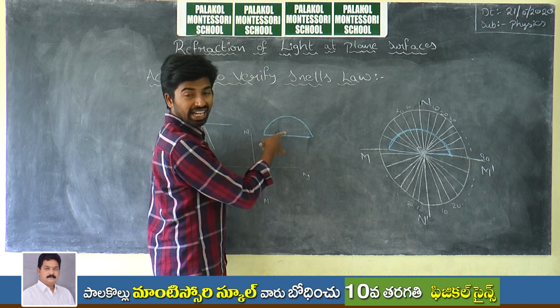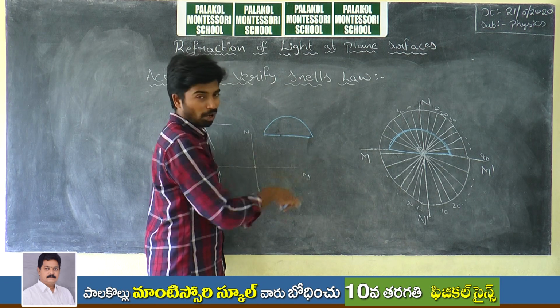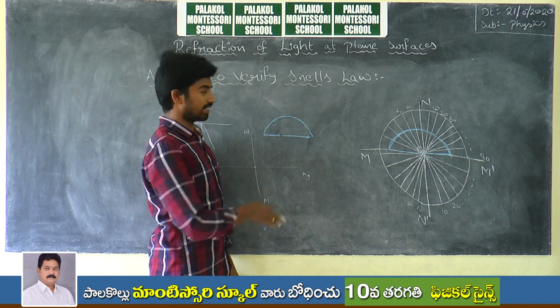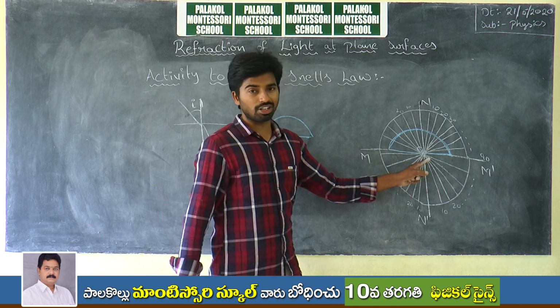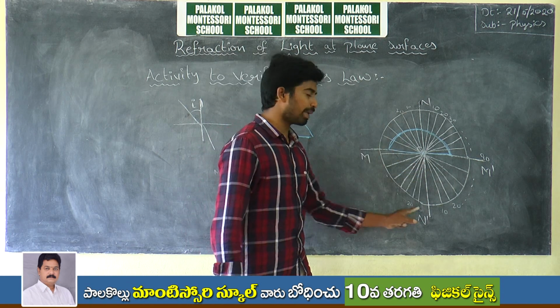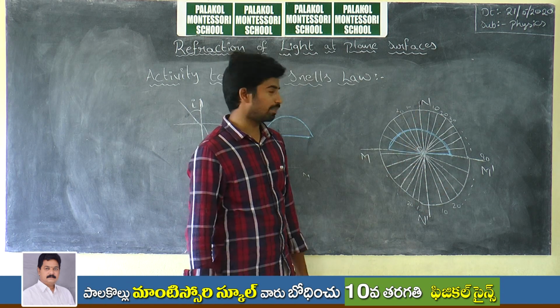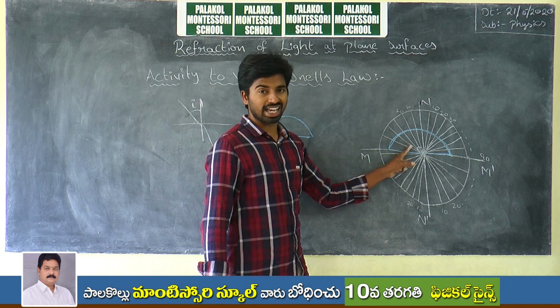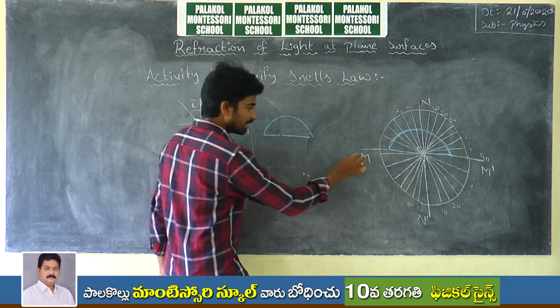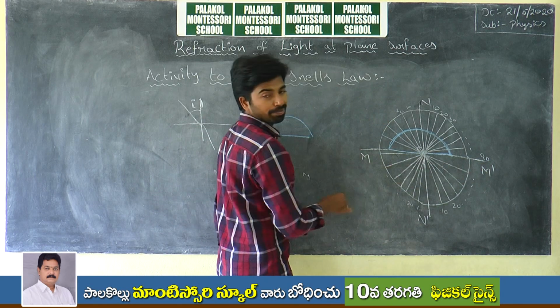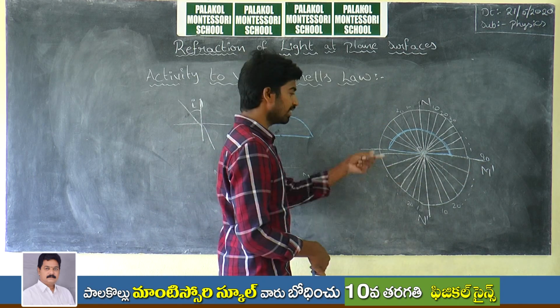This is a glass material which is in the shape of a semicircle, and place it on the white chart. You have already prepared some experimental arrangement, and place the semicircular glass on the white chart such that its diameter is along the M line. Place the semicircular glass in such a way.